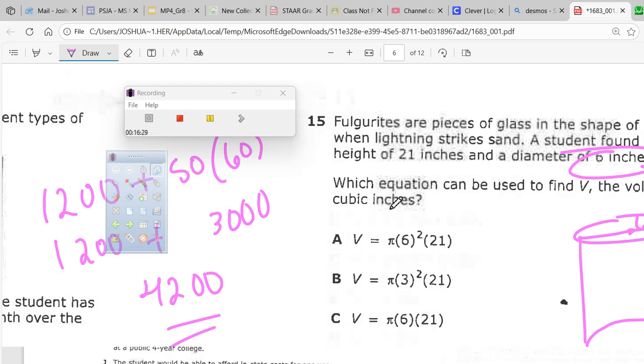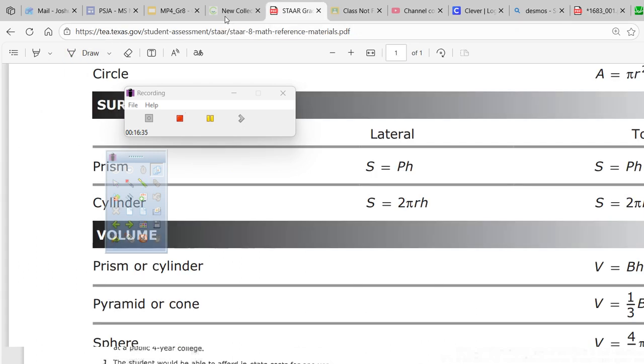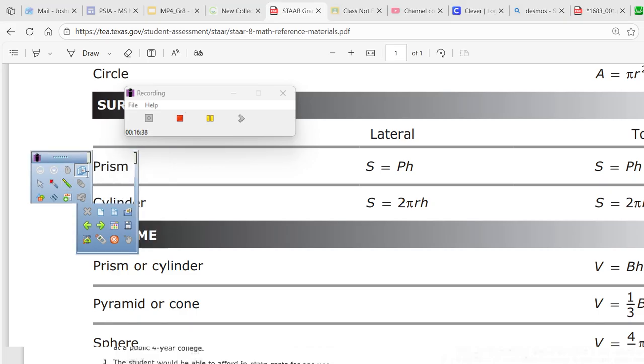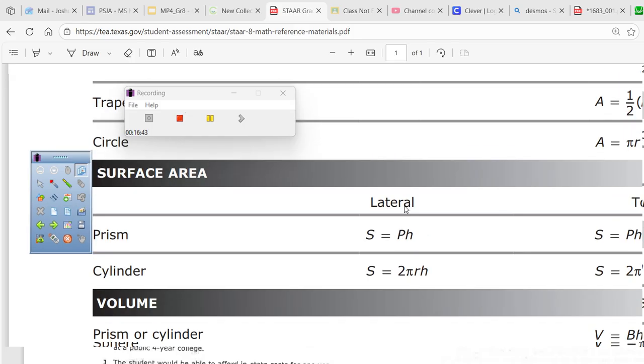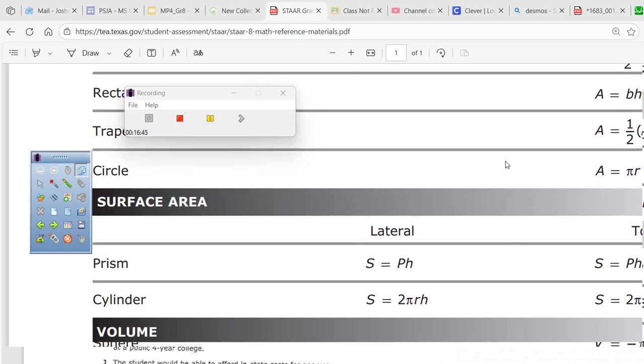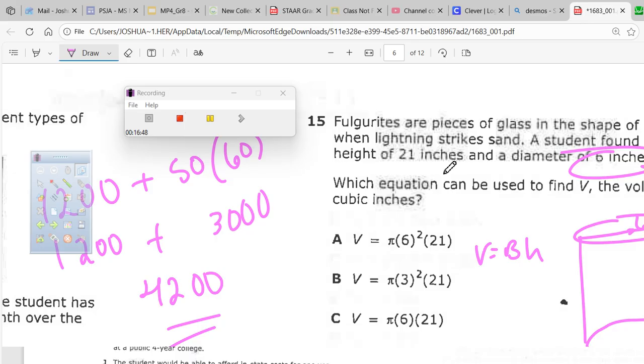What's the volume? Okay, so volume is equal to BH. Here's your reference material. Volume of a cylinder, BH. Remember, B stands for area of the base. When we come back here, the area of a circle at that much. So then we come back to our question here. The volume is equal to this part becomes pi r squared times your height. Volume is equal to pi, radius is now 3 squared, times your height. Remember what I told you? If it uses a diameter, it's automatically wrong, okay?